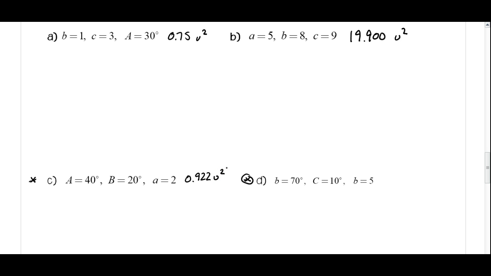And then part D is the same thing. You have to find an angle and another side. And I got 2.275 units squared.